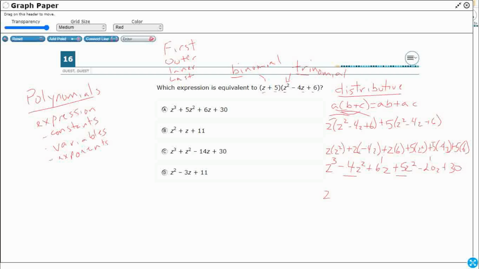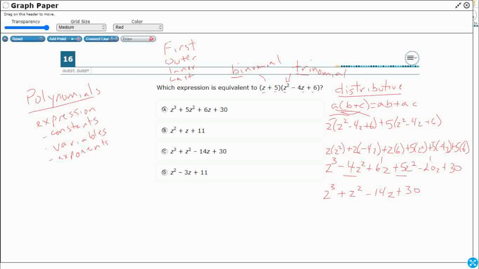So combining like terms, I've got z cubed. I'm going to combine those z squared because I want them in descending order. Minus 4z plus 5z. So that's really just a plus z squared. Now I've got a z. So minus 20 plus 6 is going to be a minus 14z. And then I've got a plus 30 just sitting at the end. So we see this here, and we're looking pretty good at C.